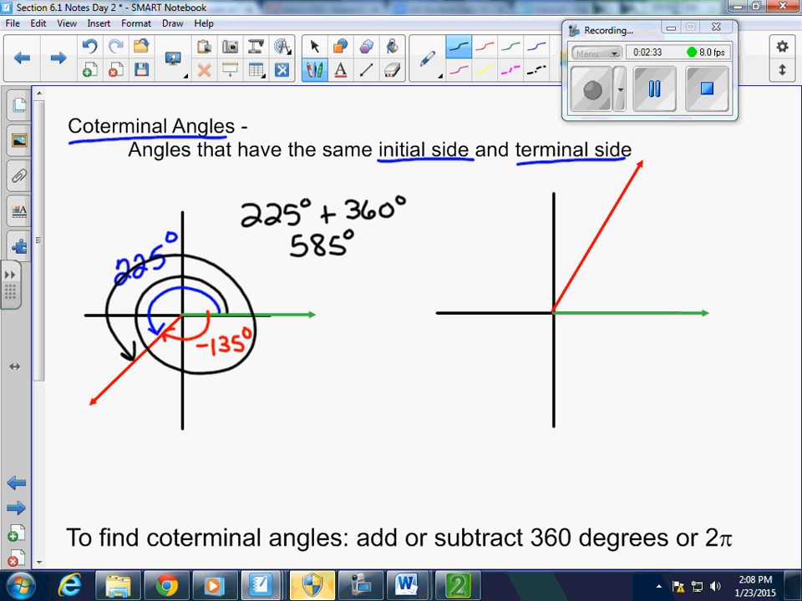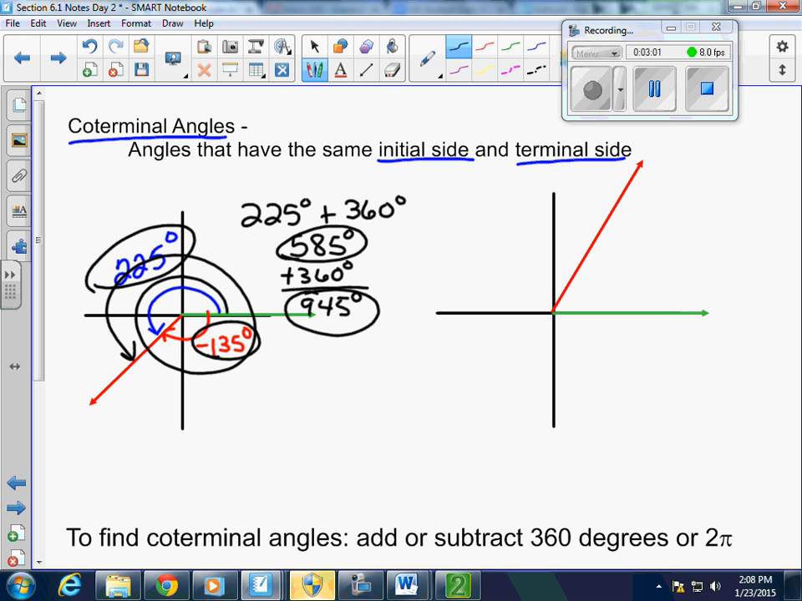If I wanted to go around the circle again, what would I have to add to 585 degrees to make it work? I'd still have to add another 360. So I could also add another 360 degrees, and I would get 945 degrees. This angle, along with 585, along with 225, along with negative 135, those are all coterminal angles.